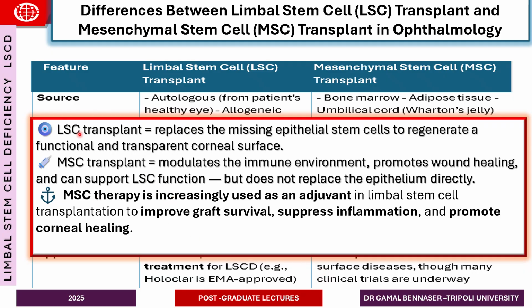In summary, the limbal stem cell transplant replaces the missing epithelial stem cells and helps to regenerate the transparent cornea. However, the mesenchymal stem cell transplant only modulates the immunological response so that it promotes the healing of the cornea. So the mesenchymal stem cells have a supportive function, while limbal stem cells help in the formation of a clear, transparent cornea. Mesenchymal stem cell therapy is used as an adjuvant to the limbal stem cell therapy. So there is no contradiction between both. They can be applied together because they support each other.